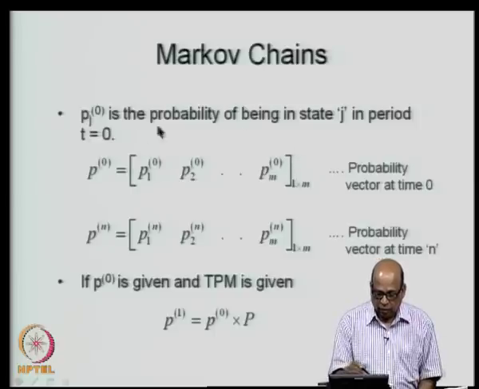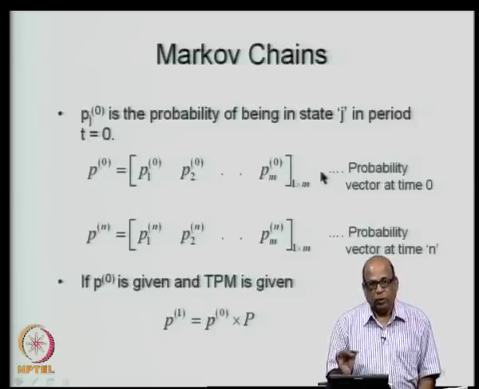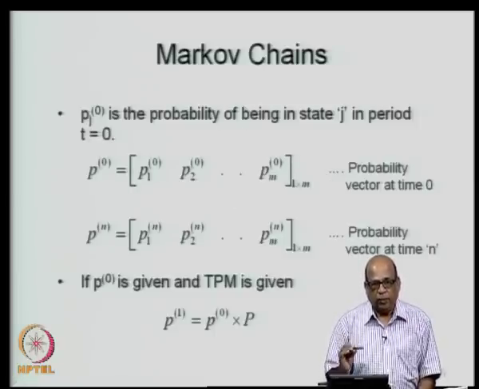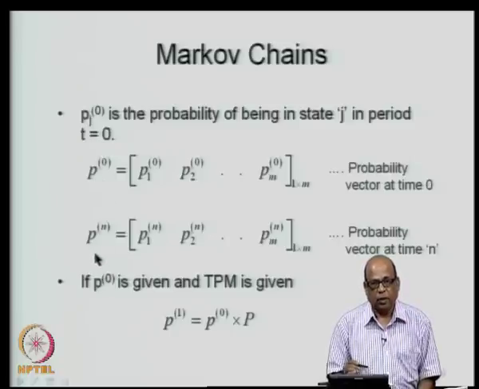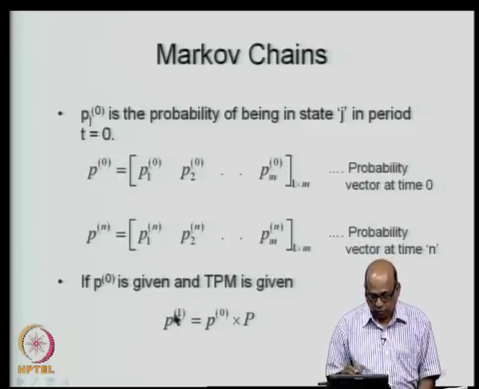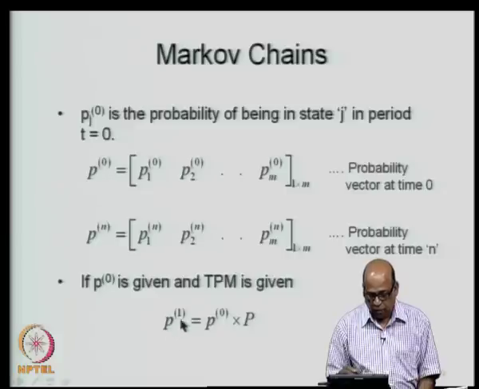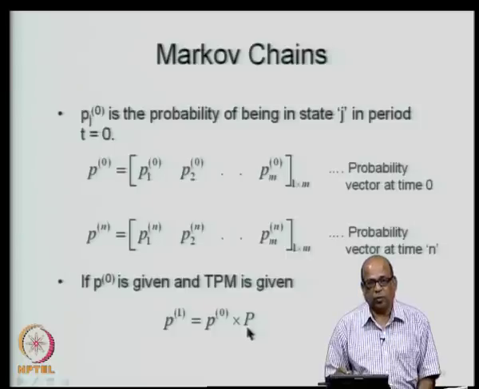Let us say that we are given p^0, that means we know that at time t equal to 0, the probability of being in any of the given states. Which means p^0 is given. If p^0 is given, I can obtain p^1 as p^0 into P. What is this P? This P is the transition probability matrix.